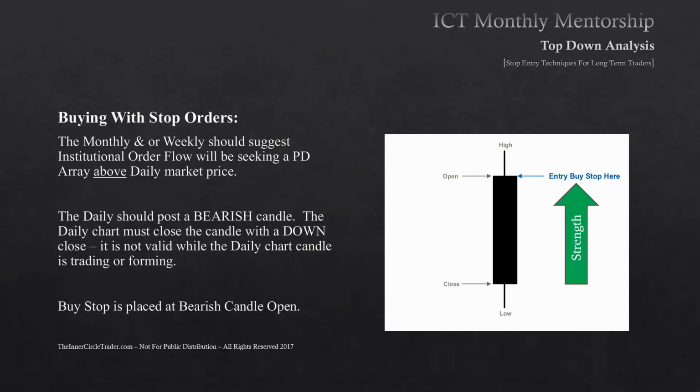Again, you have to have a monthly and or weekly institutional order flow reference point in the form of a PD array. And it means that it has to be a weekly order block that's bearish above daily price. It has to be a fair value gap above daily price in the form of a weekly or monthly chart. Something on the monthly and weekly, preferably both, is leading you to believe that price will be drawn up there on that time frame. The daily, you're going to be actually waiting for the move to go against that intended direction. That's why we're buying off of a down candle.